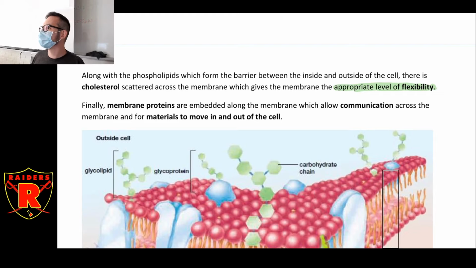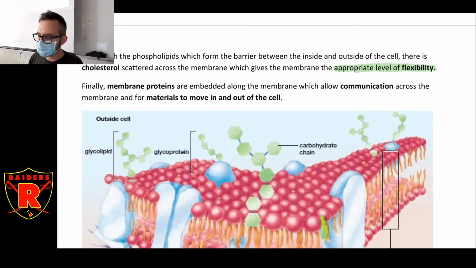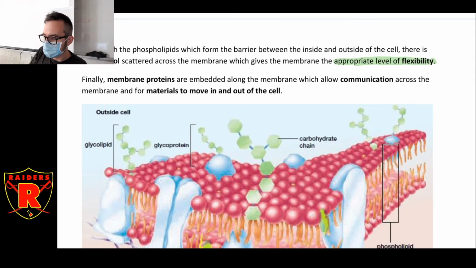The last component is you have to have a way to get stuff into the cell and to get stuff out of the cell. So you have to have stuff in the membrane, basically tubes, to let stuff in and to let stuff out. So that's the third component here, which is the membrane proteins. Membrane proteins are made of protein, and they allow stuff to come in and go out of the cell, or they pump stuff in or pump stuff out of the cell.